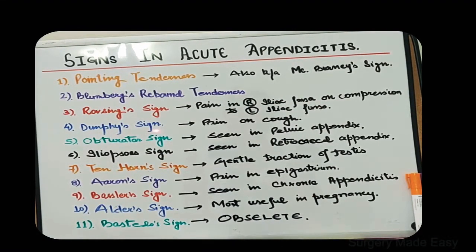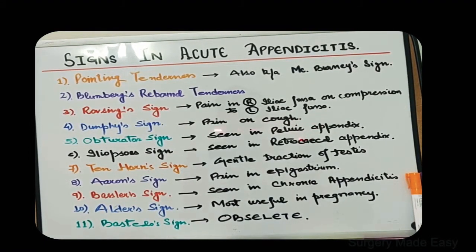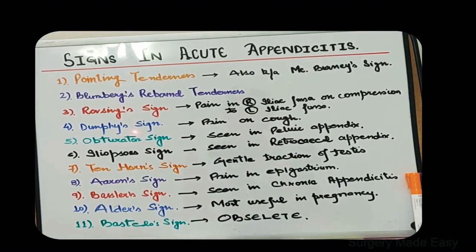Then we have Dunphy's sign. This is simply elicited by asking the patient to cough, and the patient starts feeling pain in the right iliac fossa on coughing. This is significant of appendicitis.